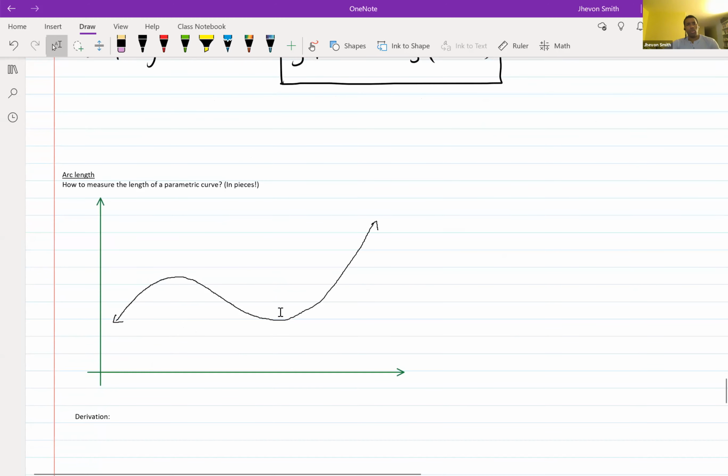Here's something else that will be of interest. There's an idea of arc length, or this is just the length of a curve between some points. So let's actually talk about that.